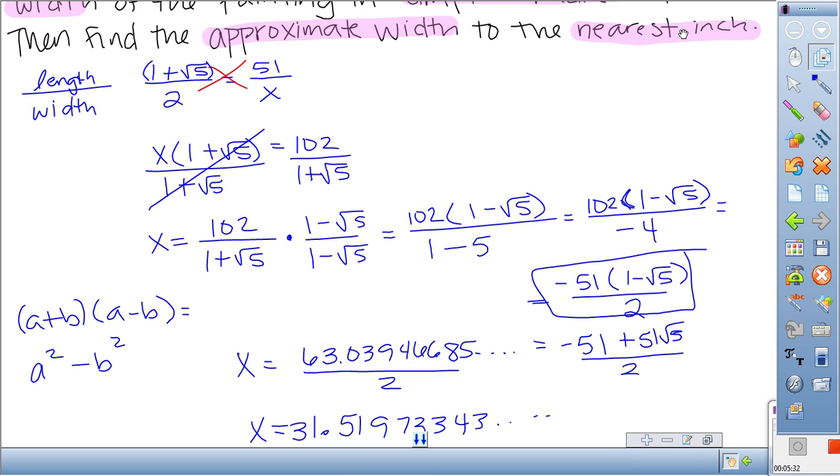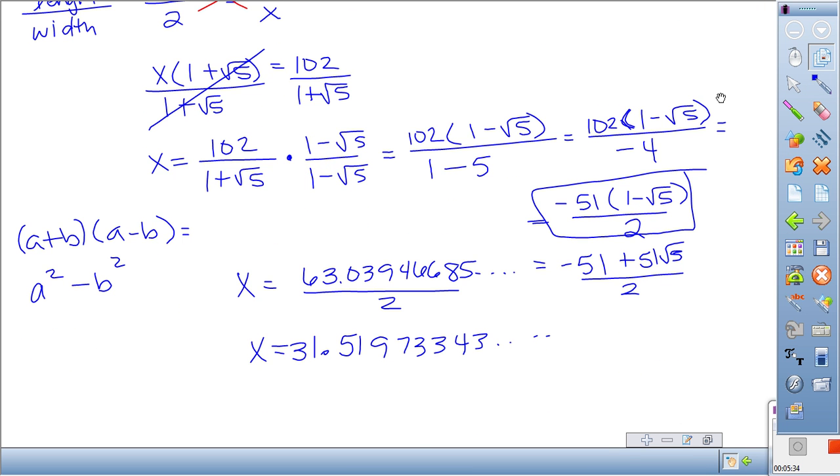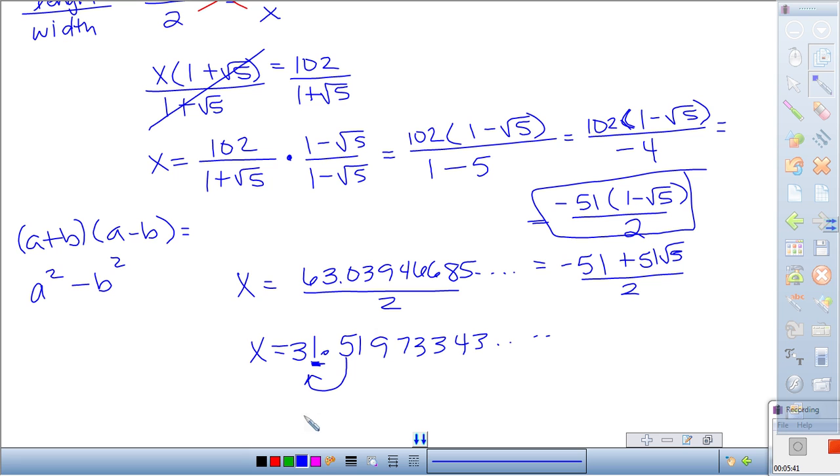Well, let's go back up and look at our problem. They wanted us to round to the nearest inch. That means the nearest whole number. So if we're going to round to the whole number, we have to look at the tenths place. And what does the 5 tell the 1 to do? We have to round up. So x is 32 inches. So here are your two answers. There's one, and here's your other one.